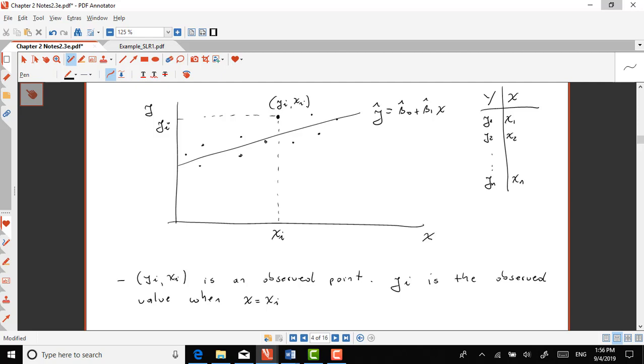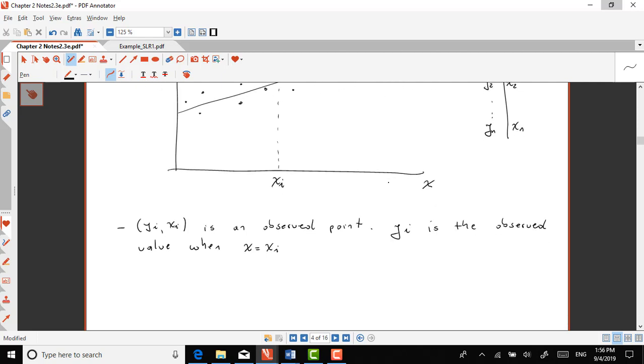Now, the other thing is now we have a model. So you see, we can use our model to predict what's the average value of y when x is equal to xi. So if we were to use our model, that predicted value is going to be in the line. Okay? Everybody follows that.